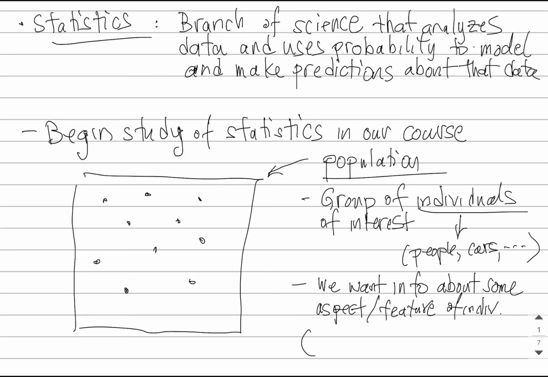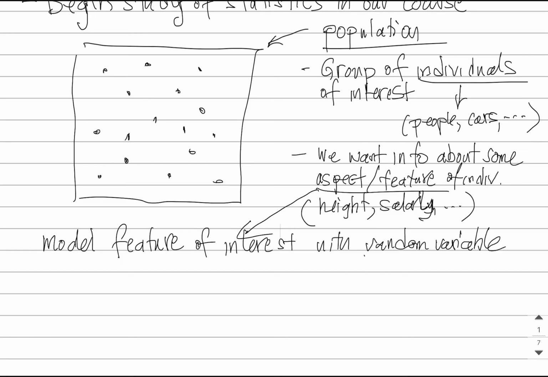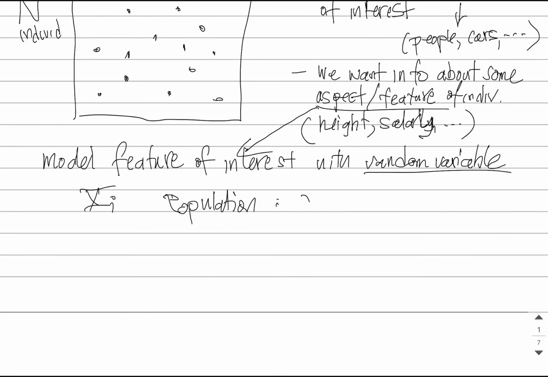Now, as an example, we could be interested in the height of an individual or their salary. What we are going to do is model the feature of interest by a random variable. And this is how we start to make our connection. So we'll say that Xi. In this population, we are going to have n individuals. So we'll have X1, X2, all the way down to Xn.